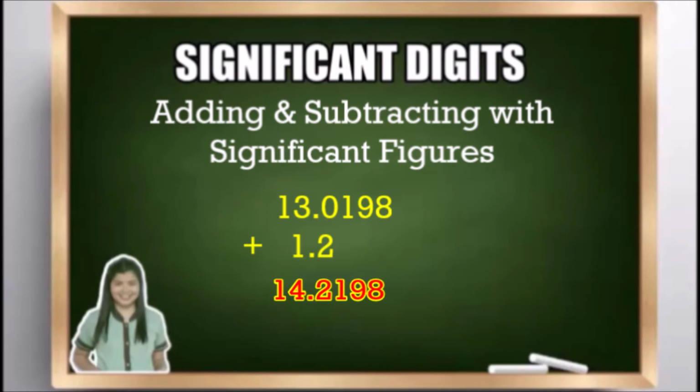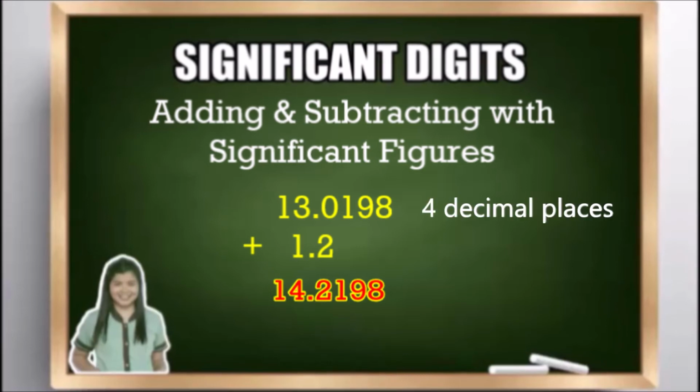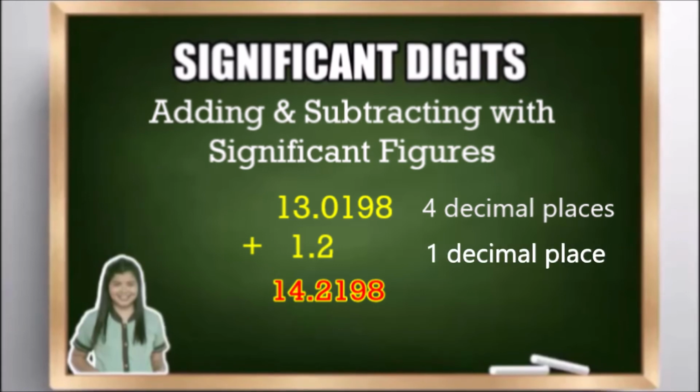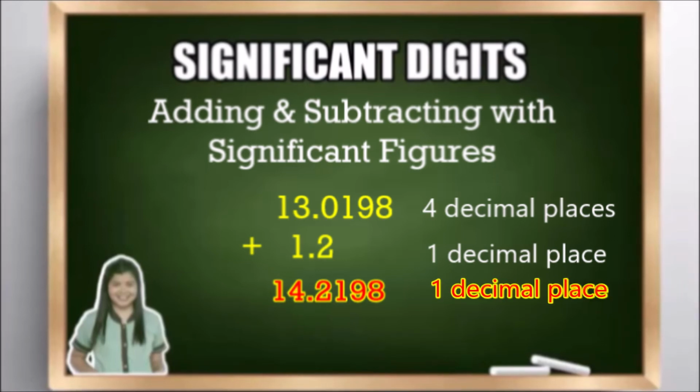So what we are going to do is to identify the number of decimal places each addend has. So, let us identify how many decimal places are in 13.0198 and 1.2. So for 13.0198, there are 4 decimal places. Then for 1.2, we have 1 decimal place. So that means that the final answer could only have 1 decimal place. So our final answer is 14.2.